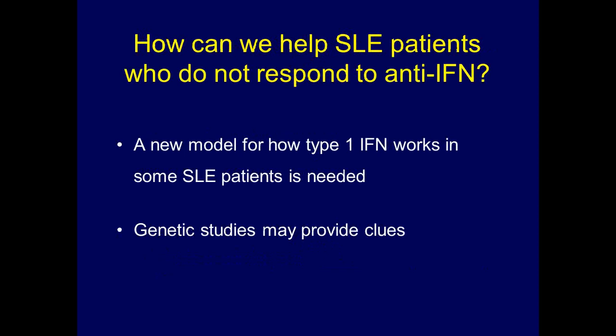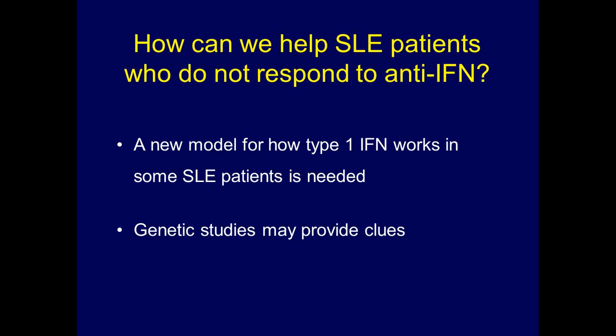So, what can we do for those patients who unfortunately may not respond to anti-interferon therapy? Well, I think we need a new pathogenetic model for how type 1 interferon works in some lupus patients, because it's clear that these anti-interferon agents are actually blocking type 1 interferon, yet the patients aren't getting better. It means that the drug is effective to do what it's supposed to, but it's not helping the patient. We need a new model for moving forward.